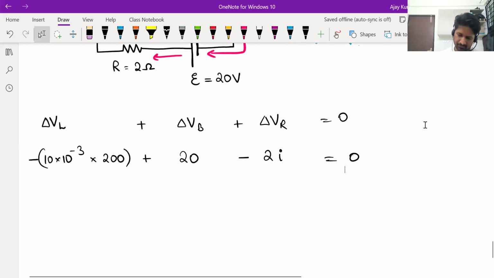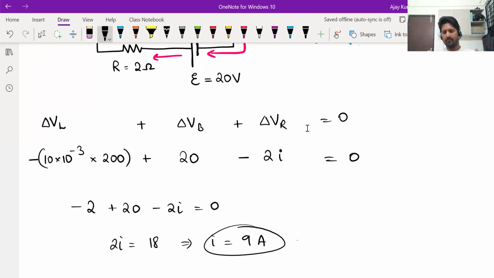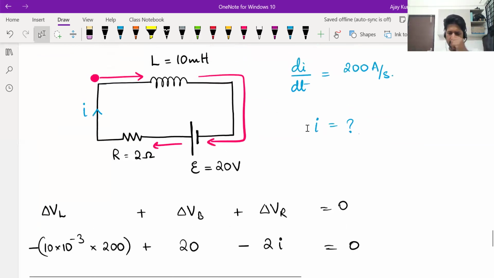Equation is correct. So let's see. 200 into 10 is 2000 into 10 power minus 3 is 2. So this is minus 2 plus 20 minus 2i is equal to 0. So you get 2i is equal to 18. Current is 9 amperes. Oh, I made a calculation error there. Fine. So you seem to have gotten some hang of how to write the potential change across an inductor and what we can find out from it.